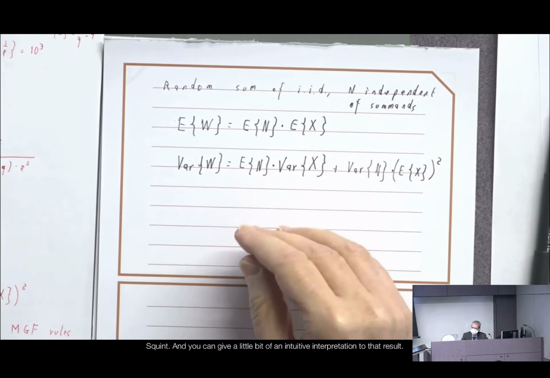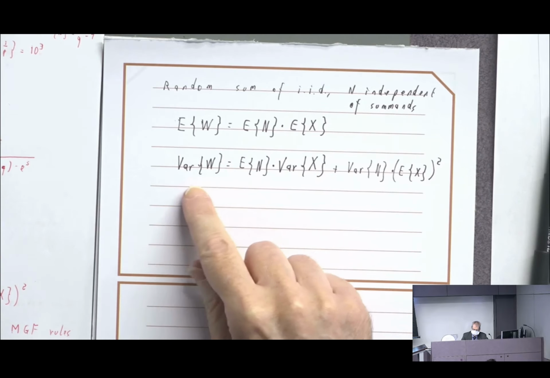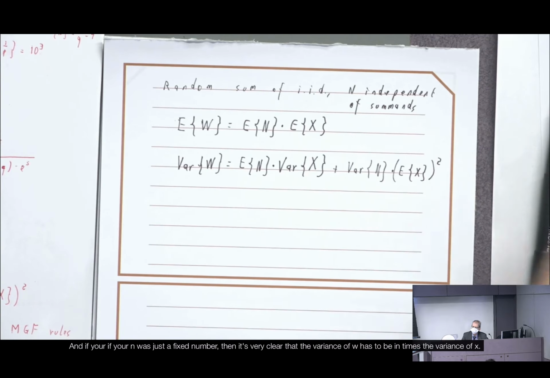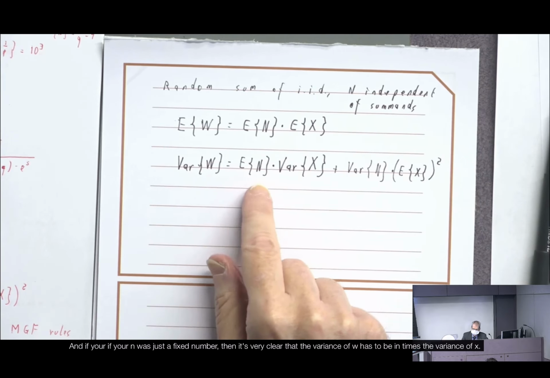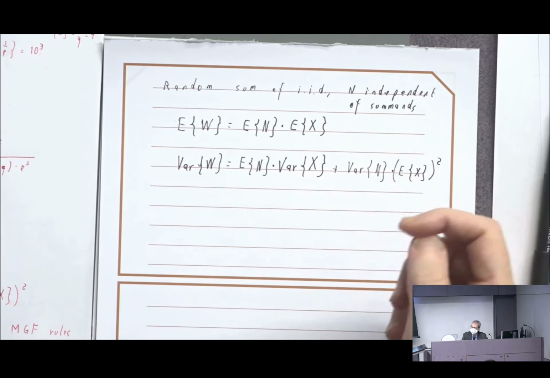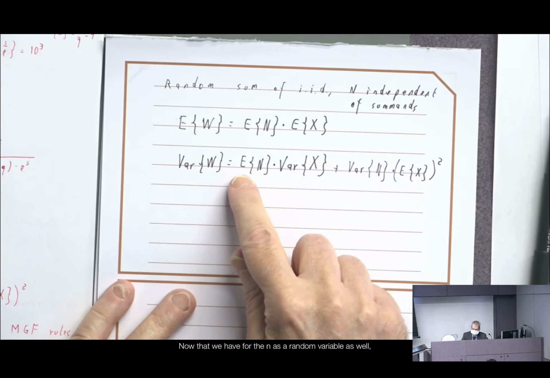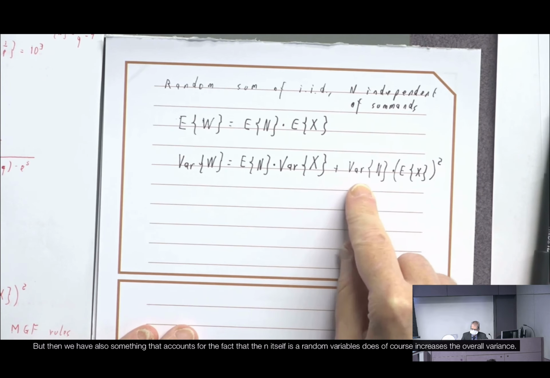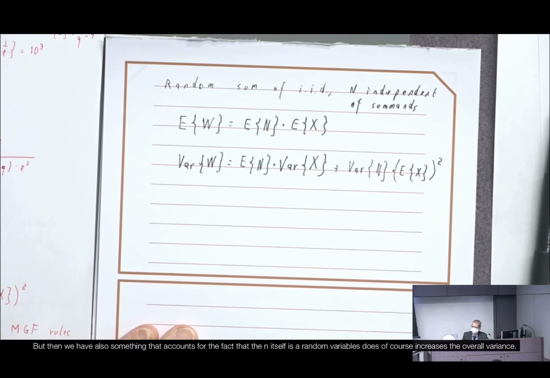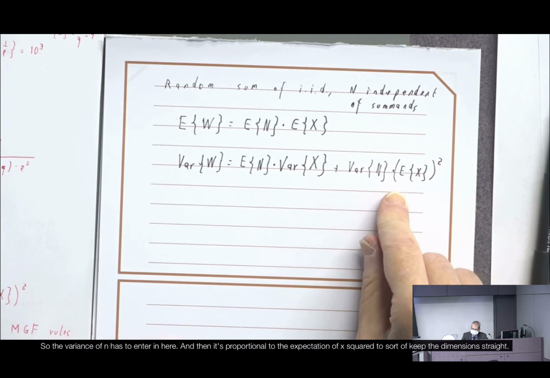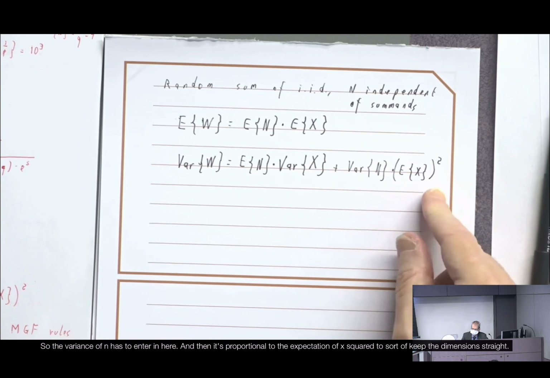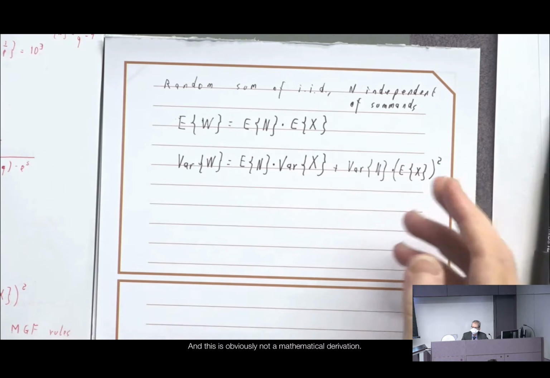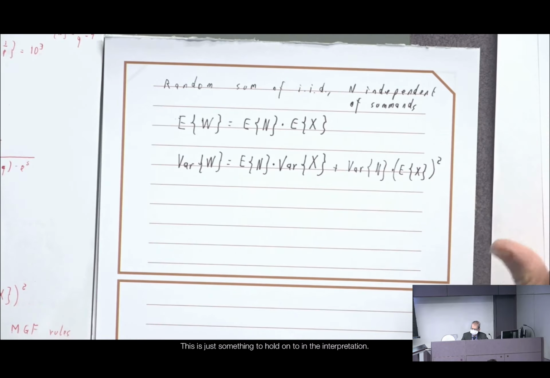And you can give a little bit of an intuitive interpretation to that result, and of course the variance of the total sum. If your n was just a fixed number, then it's very clear that the variance of w has to be n times the variance of x. Now that we have the n as a random variable as well, it makes sense that we have one term that's proportional to the expectation of n times the variance of x. But then we have also something that accounts for the fact that the n itself is a random variable. That, of course, increases the overall variance. So the variance of n has to enter in here, and then it's proportional to the expectation of x squared to sort of keep the dimensions straight. And this is obviously not a mathematical derivation. This is just something to hold on to in the interpretation.